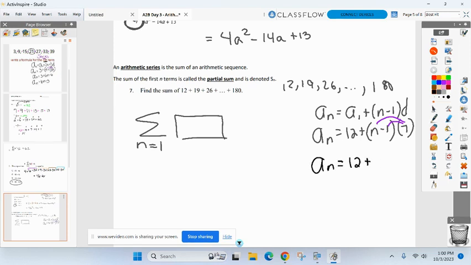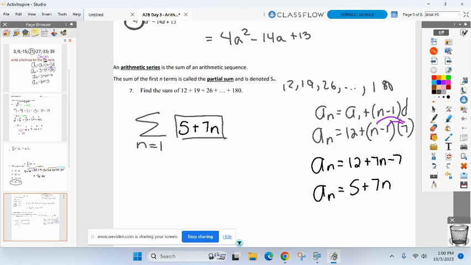12 plus, keep going with me, 7n minus 7. So it ends up being 5 plus 7n, 7n plus 5. Now, there it is. That's what I plug in here.